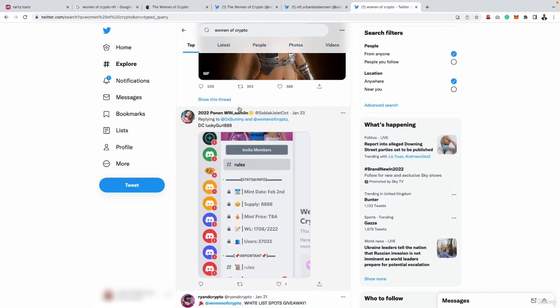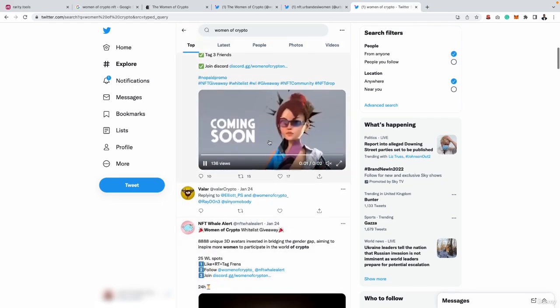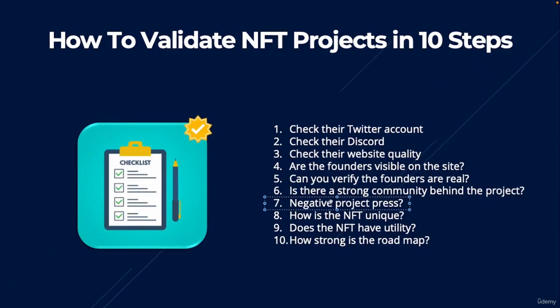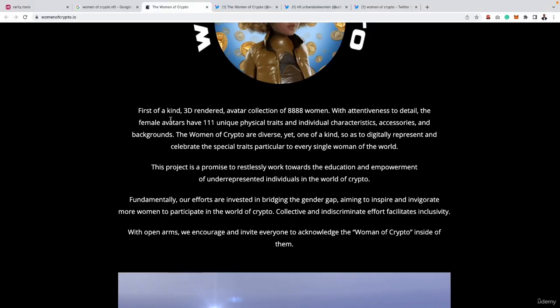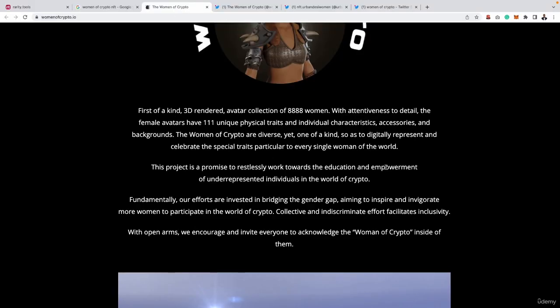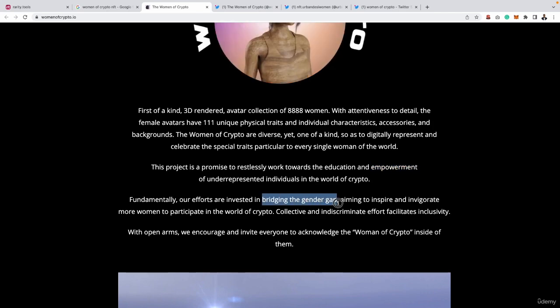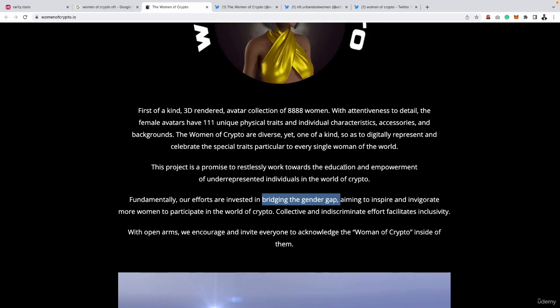If you were to see lots of tweets here saying this is a scam, stay away, then that would definitely raise a red flag and you'd want to do some further research. However, what I've seen so far is there's no negative press. So this is good. Moving on to number 8. How is the NFT unique? Well, the NFT is pretty much unique in its own right based on what the purpose is of the whole collection. As I've discussed already, it's all about empowerment, bridging the gender gap. That is unique. Not many NFT collections will come out and say that. That is our main focus. That is our main aim. So yes, this NFT project is unique.